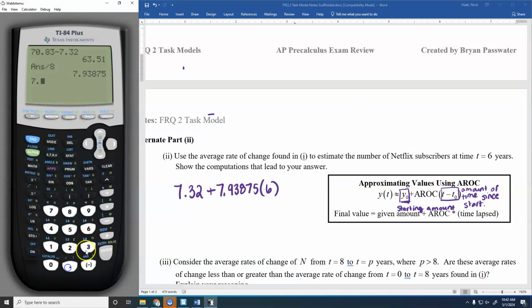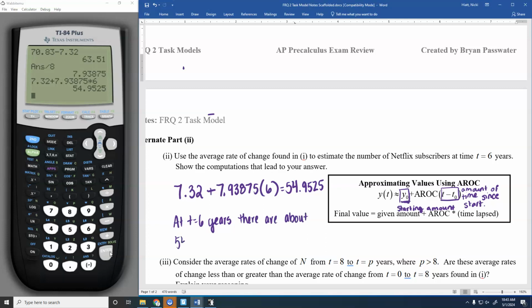So if we just find that in our calculator, we get 54.9525. So I would probably put at t equals 6 years, there are about, or approximately, 54.9525 million Netflix subscriptions.